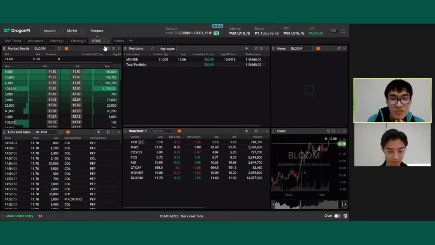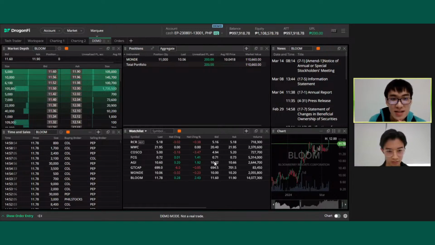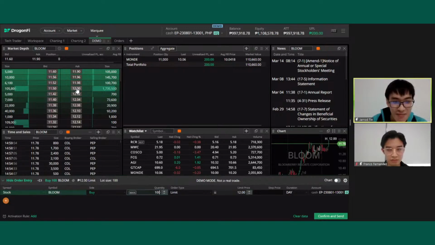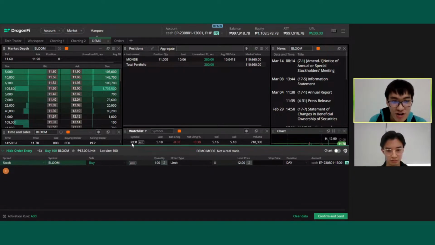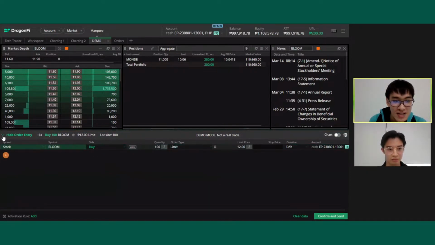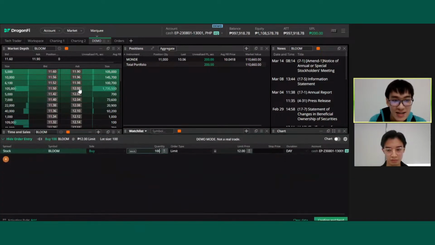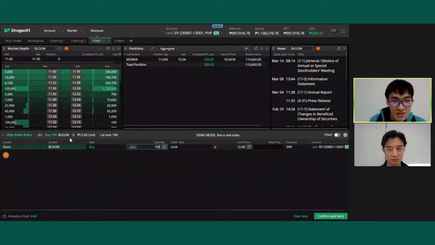So how we would execute that is, first, we go to the demo. This is my workspace. Then I would click on Bloomberry. So here, Bloom, there. This is the market depth. The good thing about the market depth is that you see these buttons. These are actually the ask prices. When you click them, it will actually move to your order entry below. As you can see, if you click it, your order entry pops up already. That's a really cool feature.